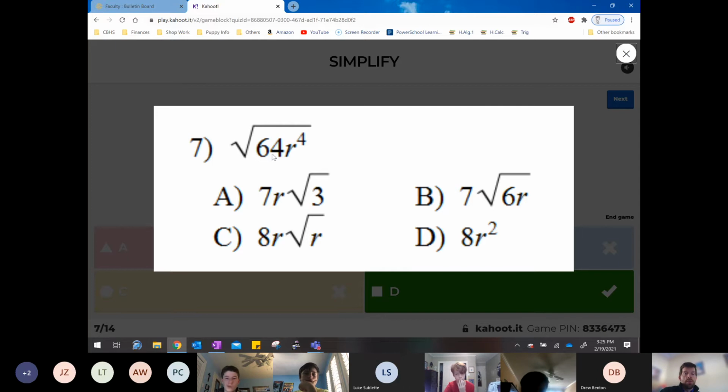Okay. Square root of 64 being 8, I know that either C or D is going to get the job done. And then it's just a matter of what's the square root of r to the 4th. You guys remember what we said you could do with the exponent yesterday? A 4 and then a 2 out here. We could divide it by 2. We could cut it in half when it's a square root. If it's a cube root, divide by 3. But 4 over 2 is 2, and that just leaves me with 8r squared.